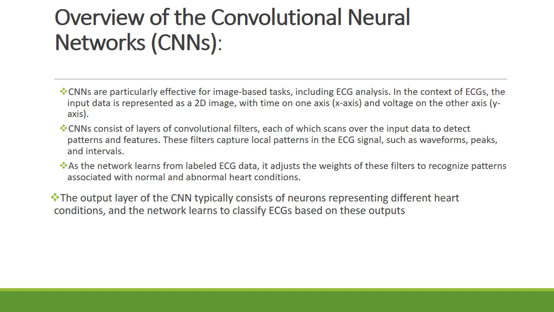So as this network learns from labeled ECG data, those are the inputs, they have to be labeled, the supervised kind. It adjusts the weights of these filters to recognize patterns associated with normal and abnormal heart conditions. So we have the output layer, which consists of neurons that represent different heart conditions, like the diagnosis.